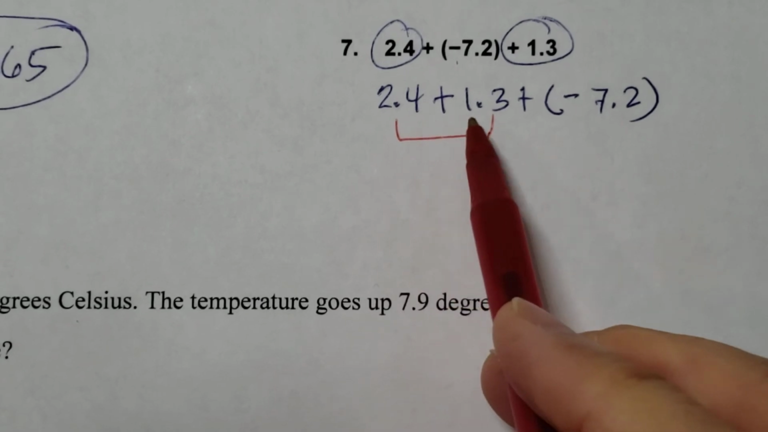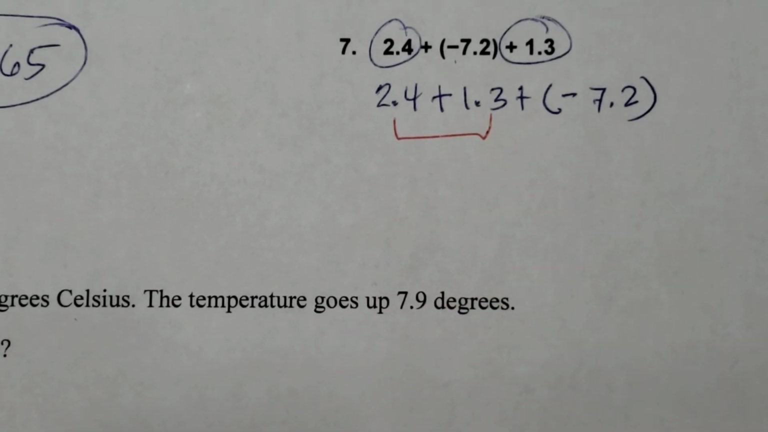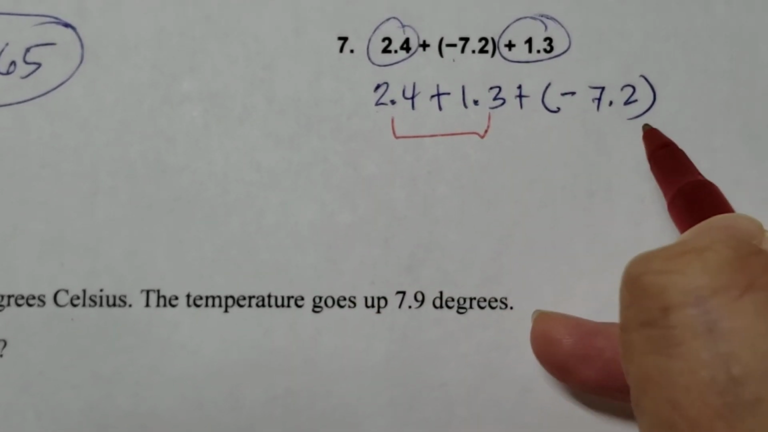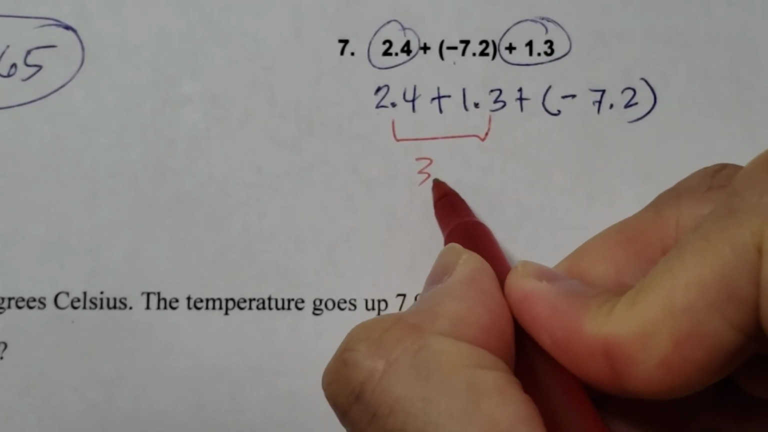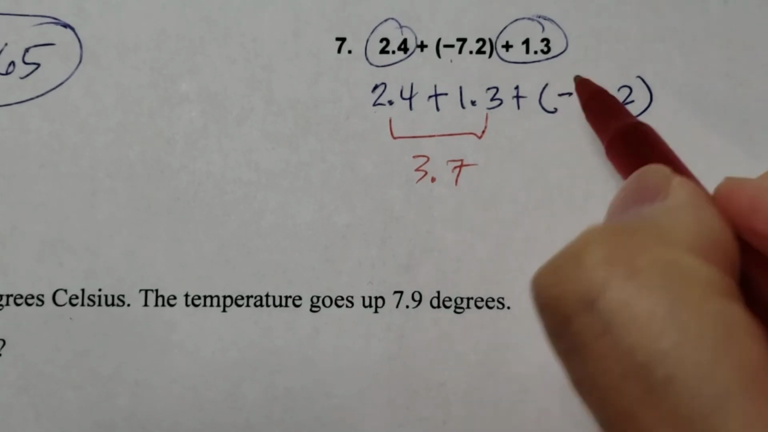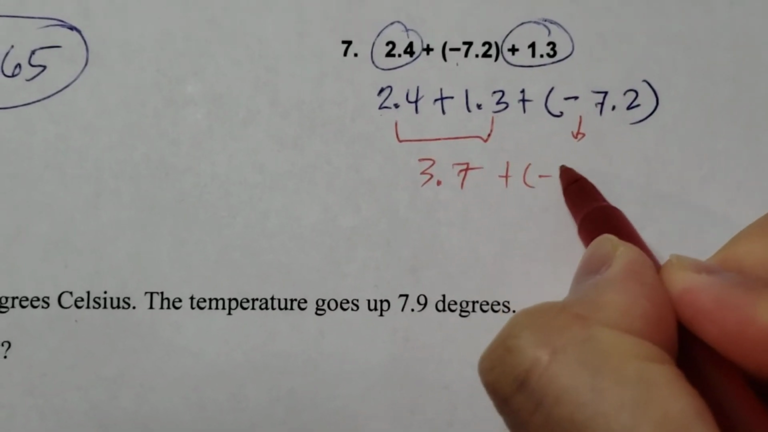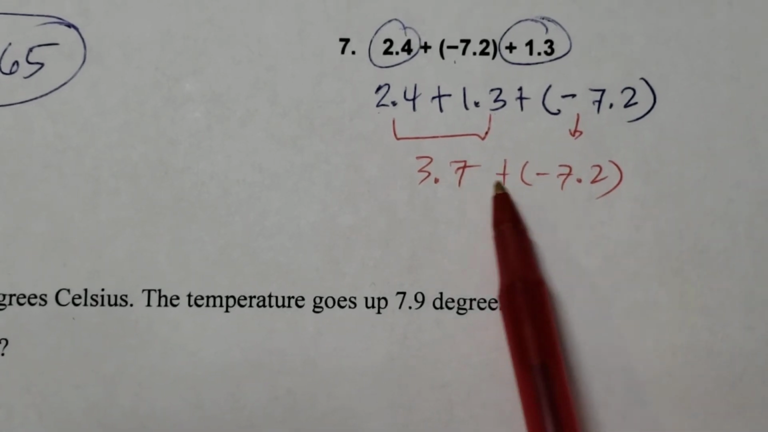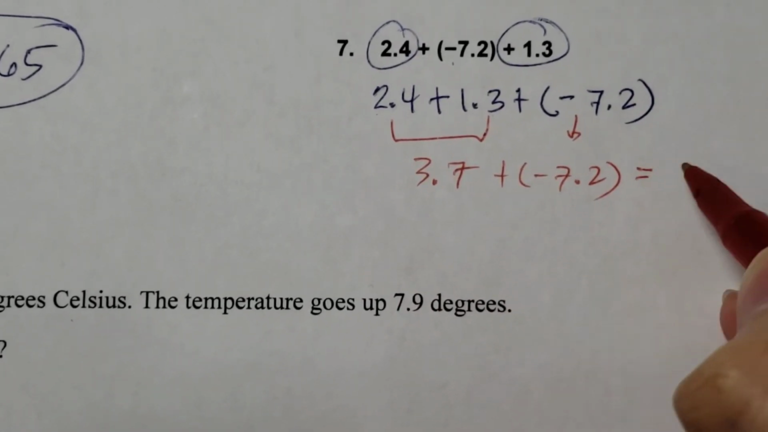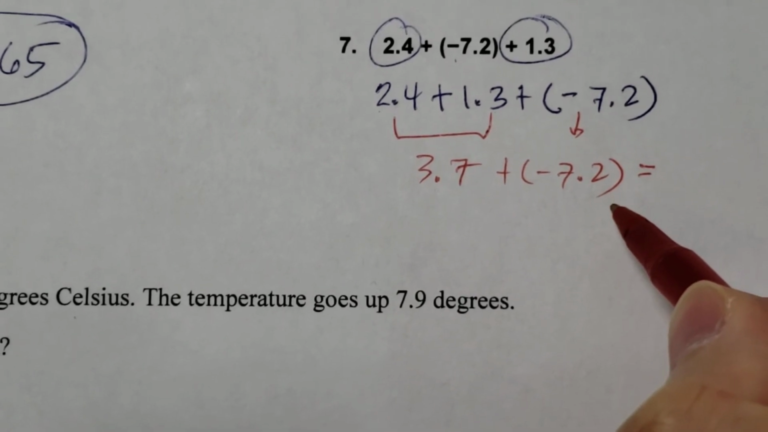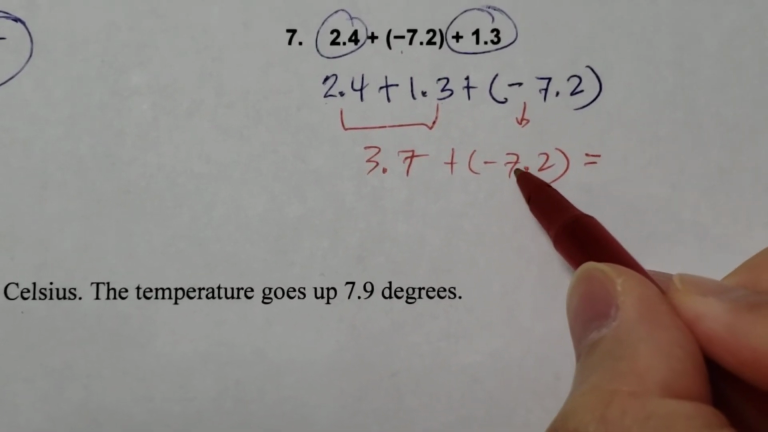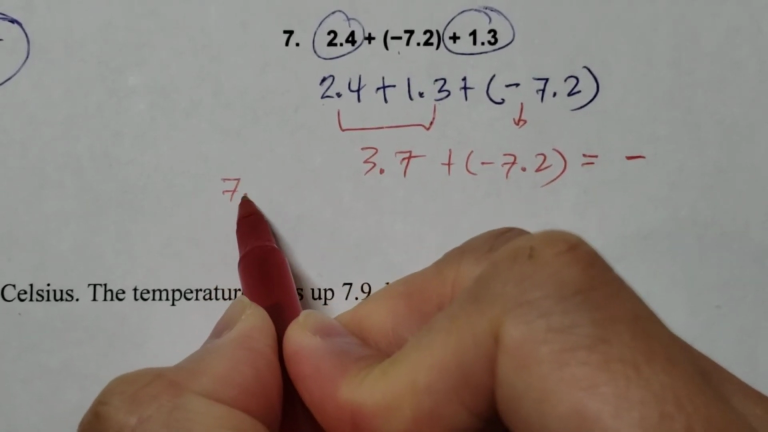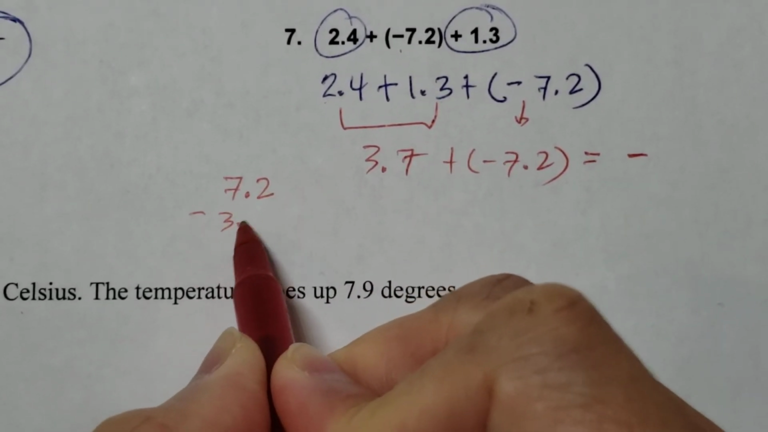Now I'm going to add these two. So 2.4 plus 1.3 gives you 3.7. Okay. Now bring this down, plus a negative 7.2. Now don't forget, the signs are different. So that means we subtract and we copy the sign of the bigger magnitude, which is the negative 7.2. So the answer is a negative, but we subtract the bigger magnitude minus the smaller magnitude.